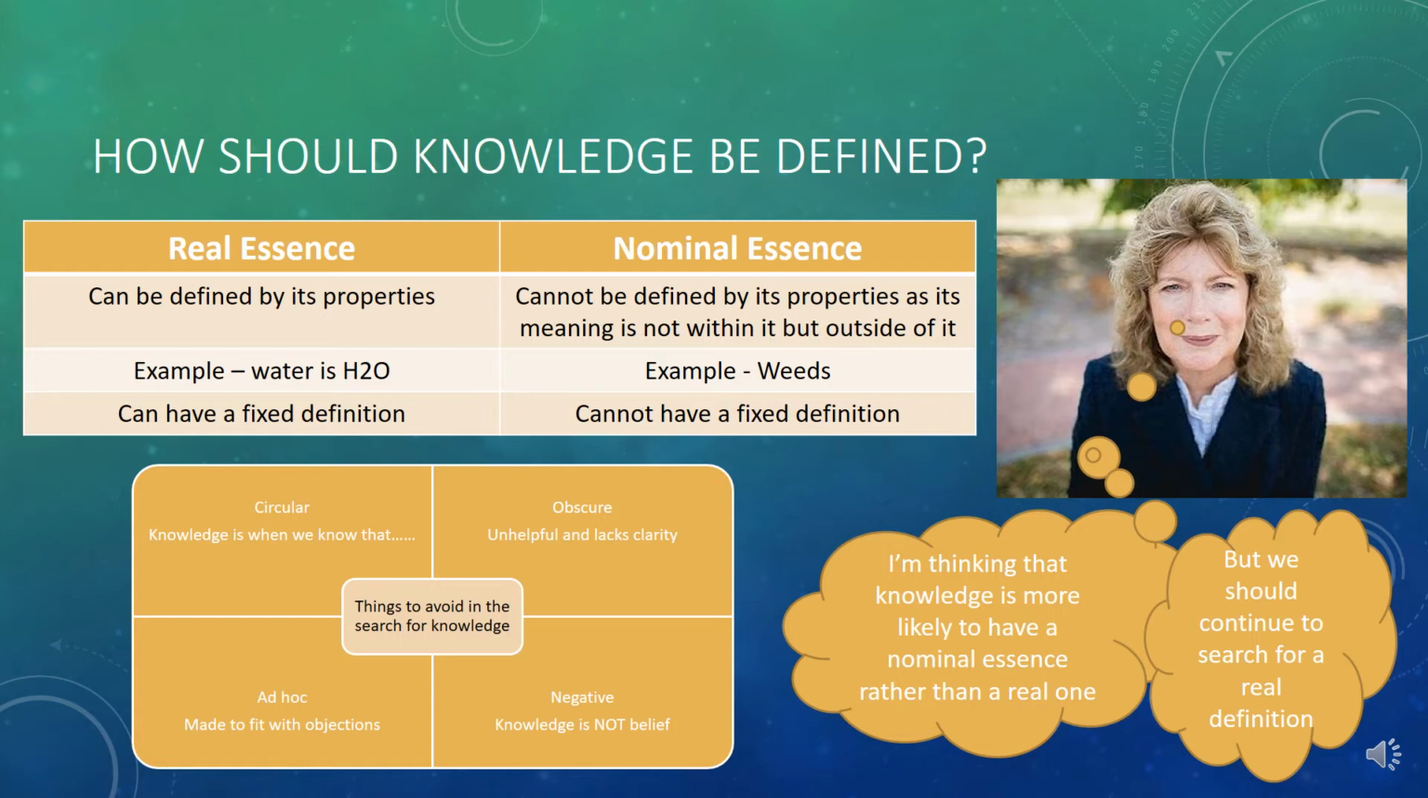On the other hand, there are things that have a nominal essence. Now, these are things that cannot be defined or broken down or simplified into properties, as its meaning is not within it or what it's made up from, but its meaning is found outside of it. Just think for a moment about weeds. What are weeds? Are there specific types of plant that everyone would define as weeds? Is there something intrinsic in itself in this plant that makes it a weed? No, not really. The meaning that weeds have is given by people and how they classify the definition of this thing. So this meaning is found outside of the weed, not inside of it. So it cannot have a fixed definition.